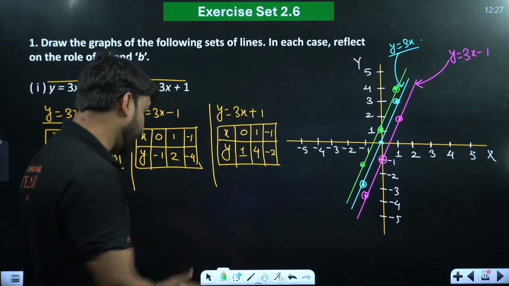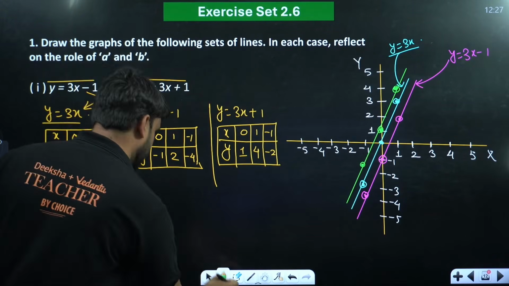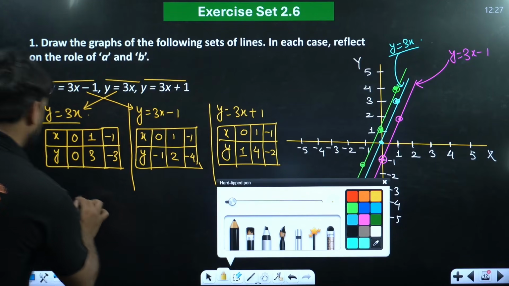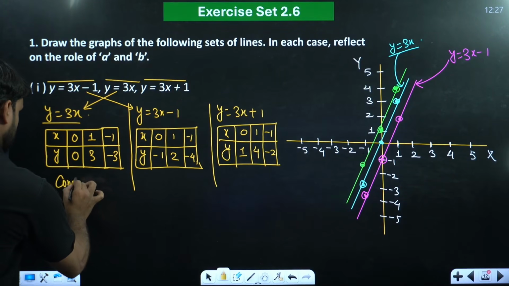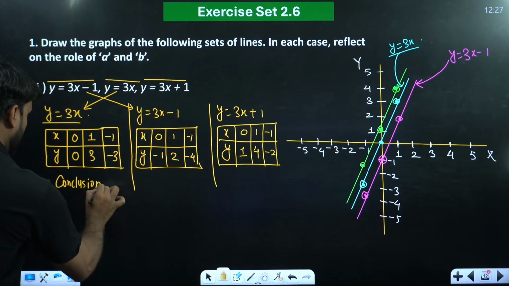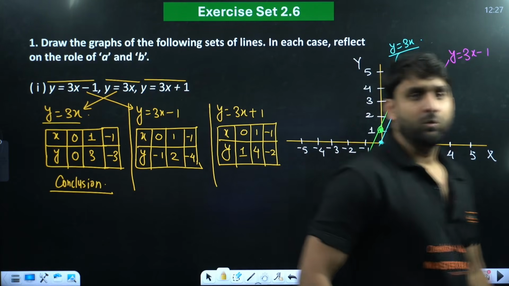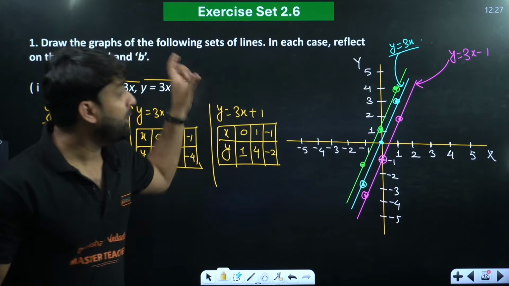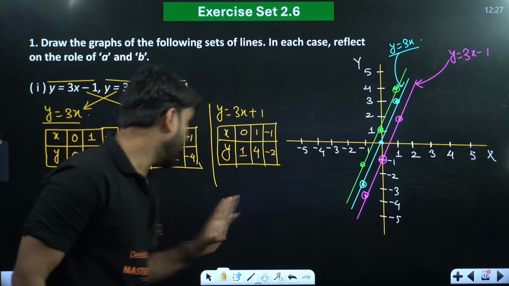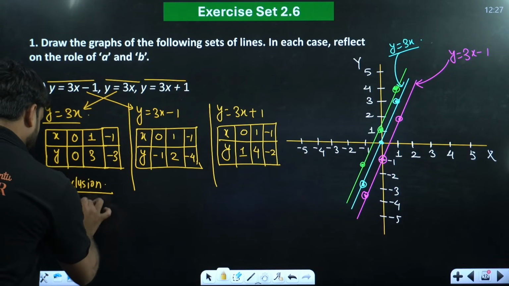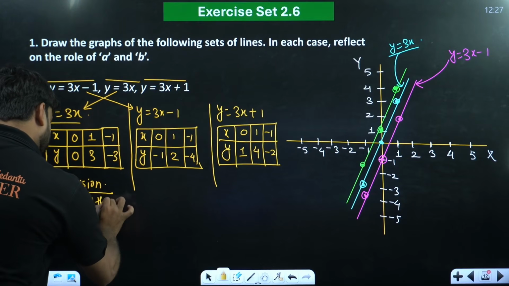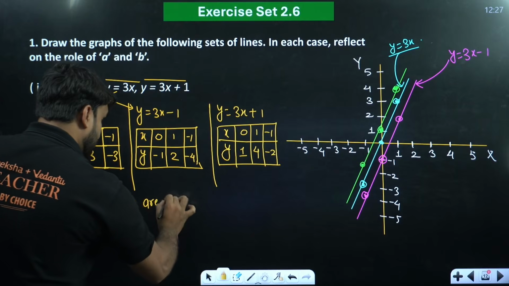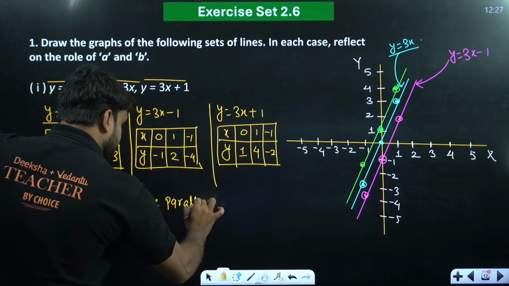Come on, what is the conclusion from this graph? Let's write the conclusion here. Conclusion. Look here, champions. What you are observing after drawing the graph of these three lines: all the three lines are parallel. And do you know why?